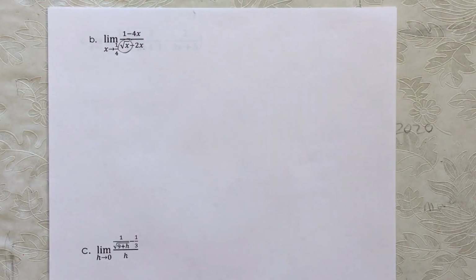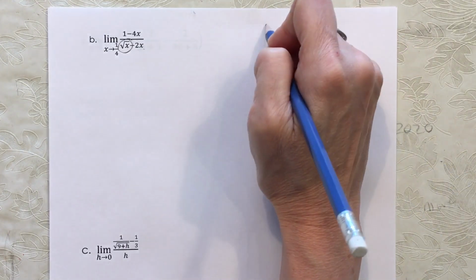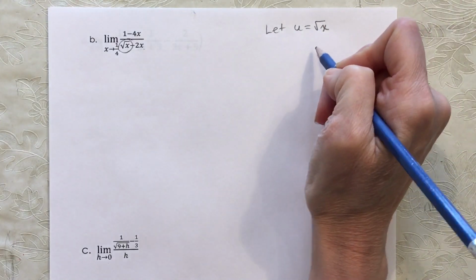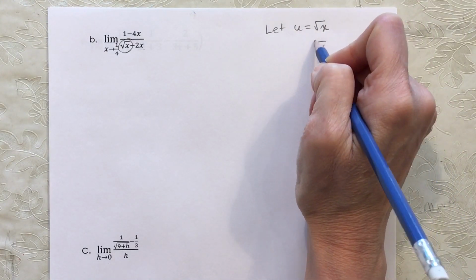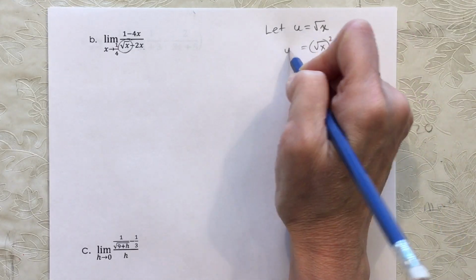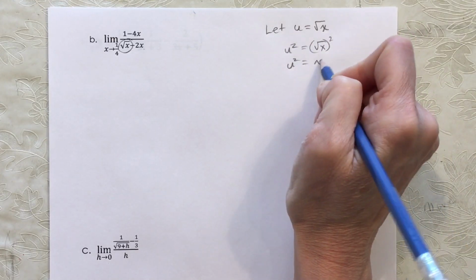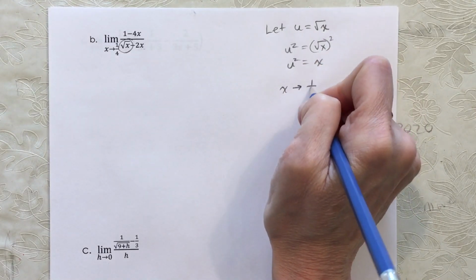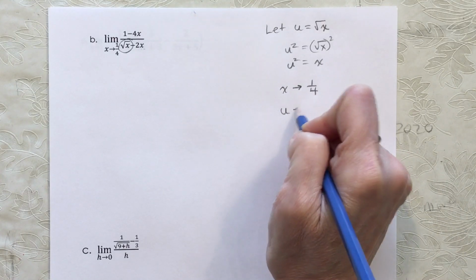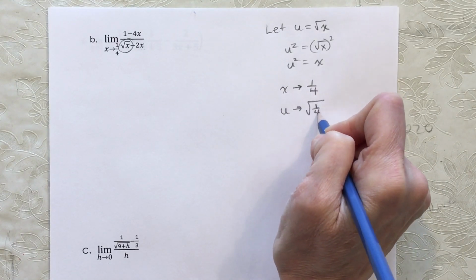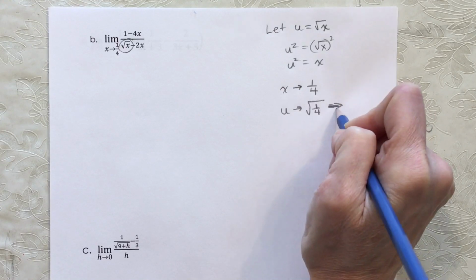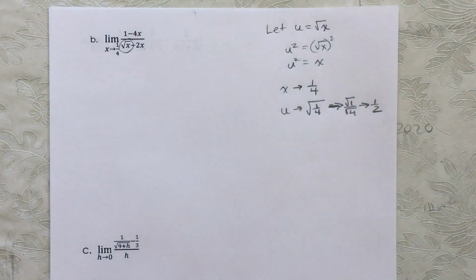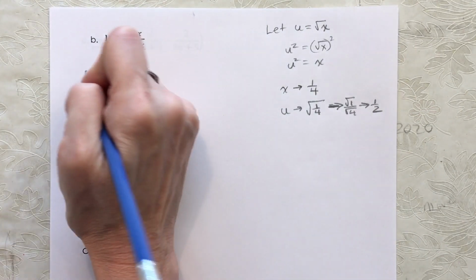This root of x is what's making things uncomfortable. So we're going to let u equal the square root of x. And if we square both sides, we get that u squared is x. And as x approaches 1/4, u is going to approach the square root of 1/4, which is like the square root of 1 over the square root of 4, which is a half. So now we're ready to change our limit over.